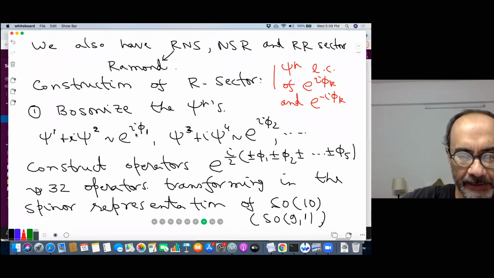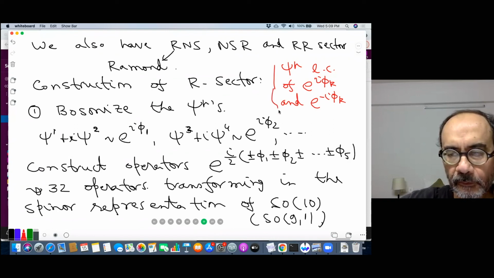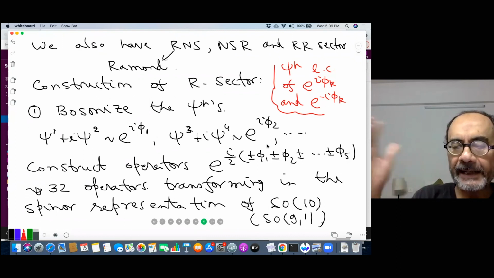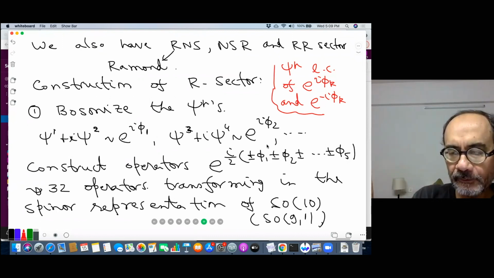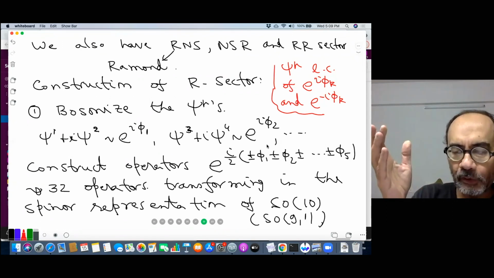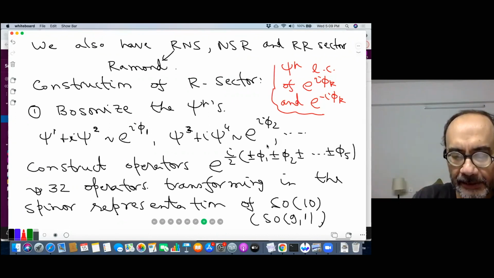Because psi 1, for example, is e to the i phi 1 plus e to the minus i phi 1, divided by 2, and so on. Now, e to the i phi k, when you take the product with this, what it will do is that if you start with a minus sign, it changes it to a plus sign. So it converts a chiral spinor into an anti-chiral spinor and vice versa. So the product of psi mu and S alpha converts a chiral spinor to anti-chiral and vice versa.